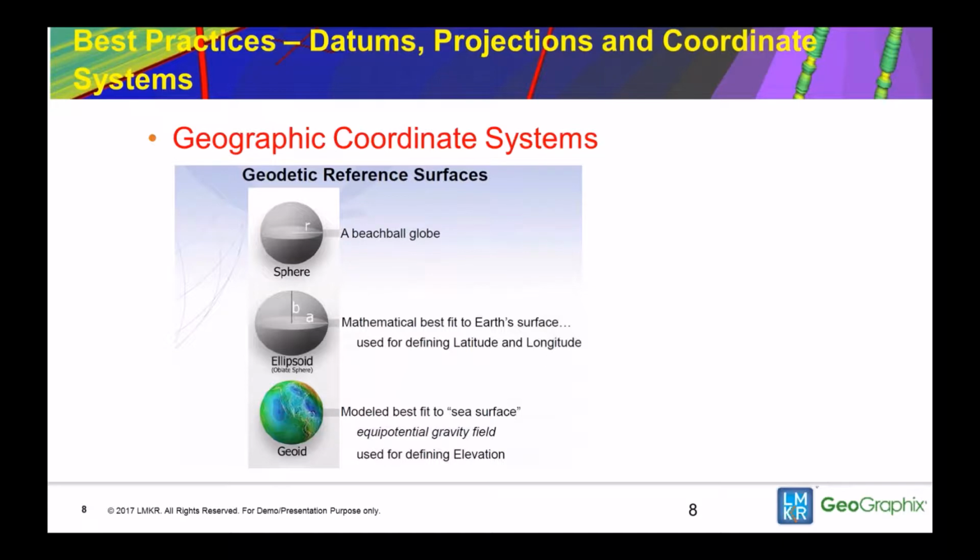But the Earth is not a sphere. So you can see here that if the Earth was a sphere, we would have one radius for the Earth from the poles to the center of the Earth and from the equator to the center of the Earth. Fortunately, that's not how it works. Due to centrifugal force, the Earth bulges around the equator and it flattens near the poles. So we need to create a mathematical best fit to the Earth's surface using an ellipsoid.